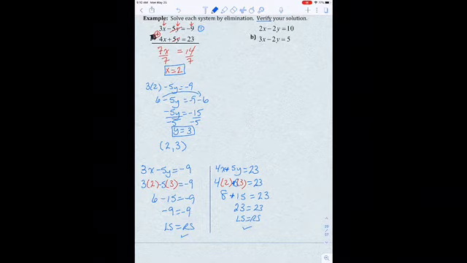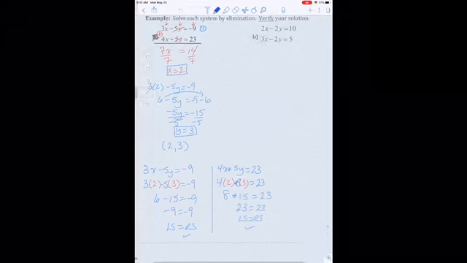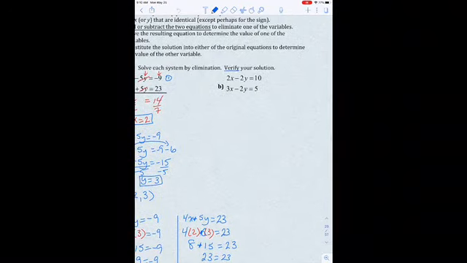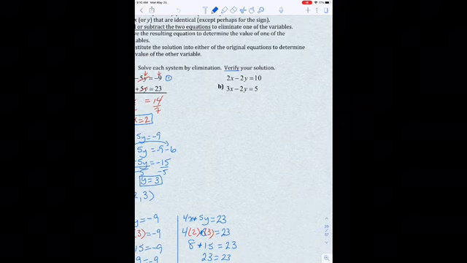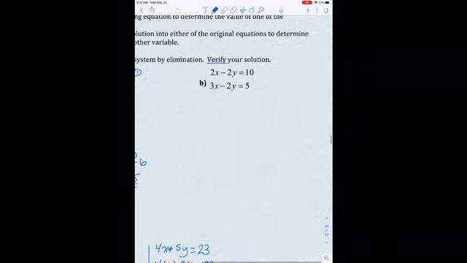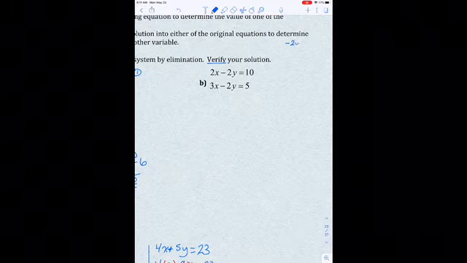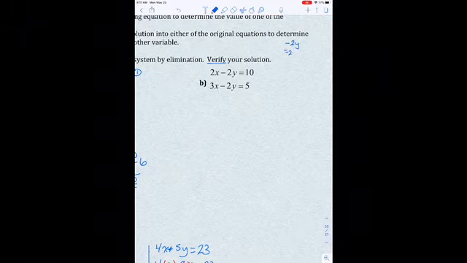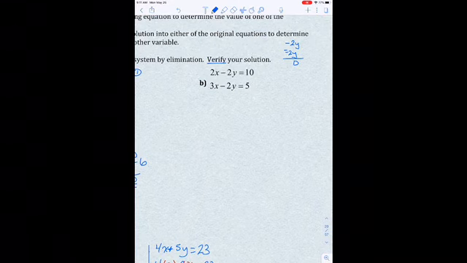And then with our next one here, oops, what's going on here? With our next question, I'm going to show you quickly. There's a negative and a negative, and we could in fact subtract those because we know that negative 2y minus negative 2y would be 0.